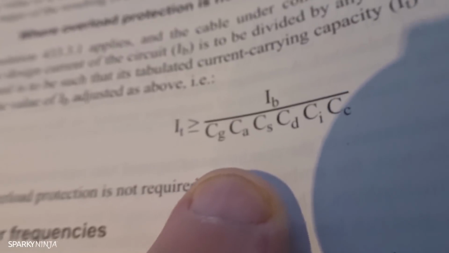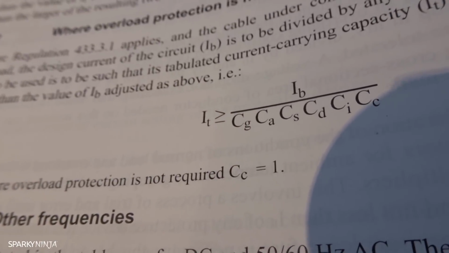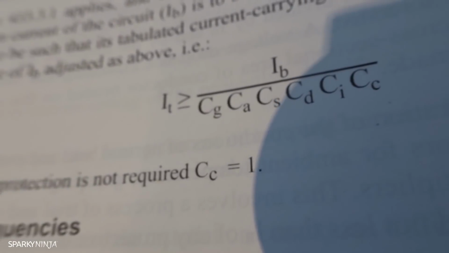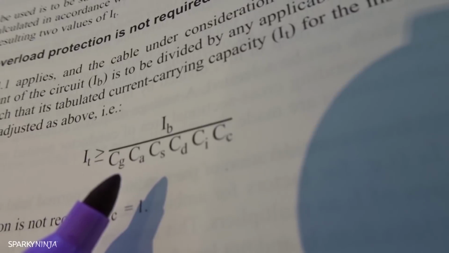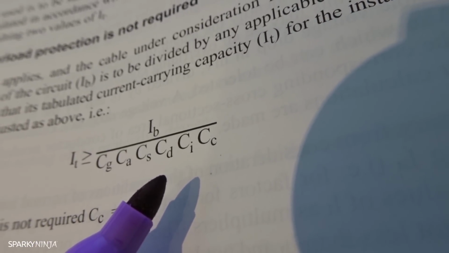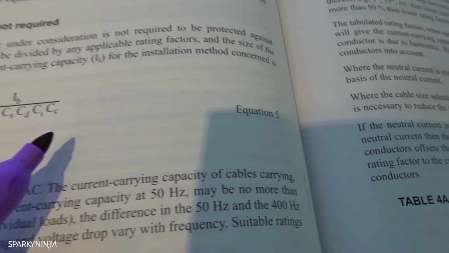Equation 5. But I'm only going to use the rating factors that are there. So is there a CG factor? Yes, because there's grouping. Is there a CA factor? Yes, because we have an ambient temperature. Is there a CS factor? No, it's not outside. Is there a CD factor? No, it's not outside. Is there a CI factor? There's no thermal insulation. And it's not in a duct in the ground, so there's no CC.